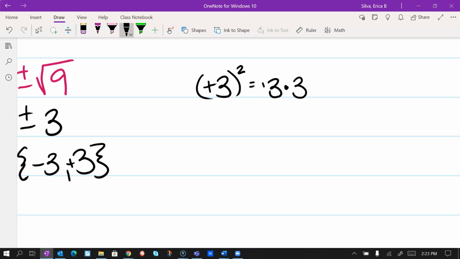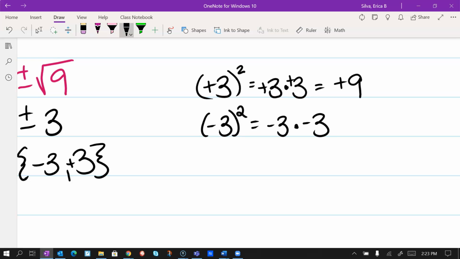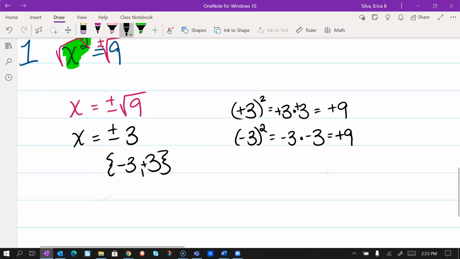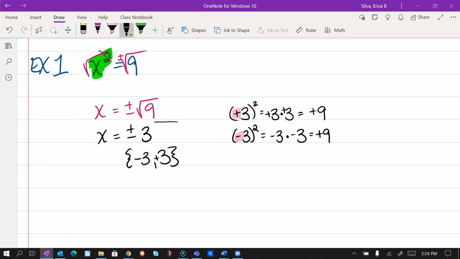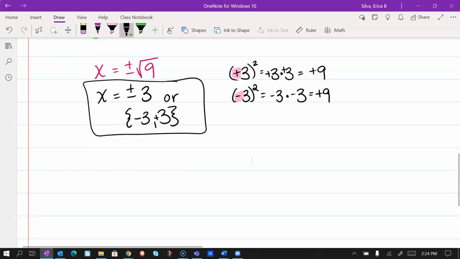Positive 3 squared means we have positive 3 times positive 3, and that gives us a positive 9. Now, if we do the same thing with the negative 3, and we square that negative 3, we've got negative 3 times negative 3, and a negative times a negative is a positive, and that also gives us a positive 9. That is why we have to take into account the positive and the negative of that number. Any questions so far? So this would be my answer. All right, let's move on to example number 2.